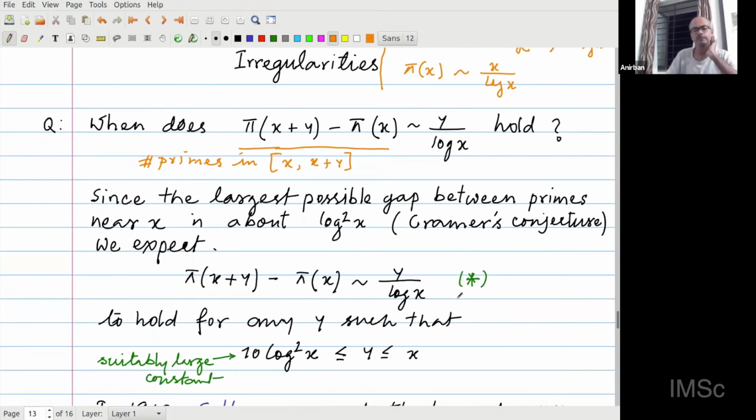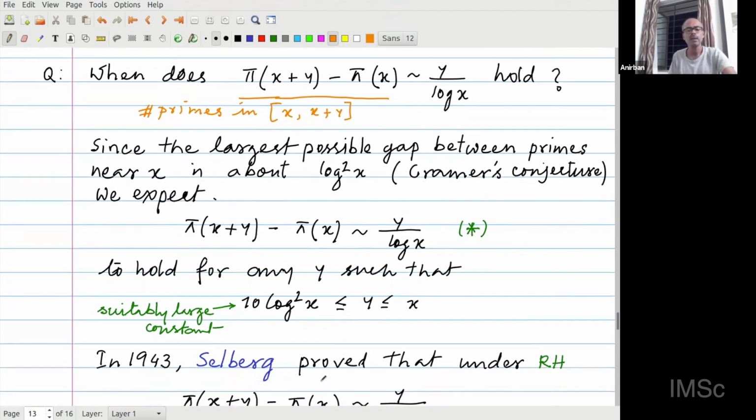So we expect this number of primes between x and x plus y to be y by log x if y is somewhat larger than log square x. Suppose 10 times log square x, or maybe a little larger, some bit more power of log x. But we are interested in smaller ones, not large y. Large y is easier to deal with. So we want to look for primes in small intervals.